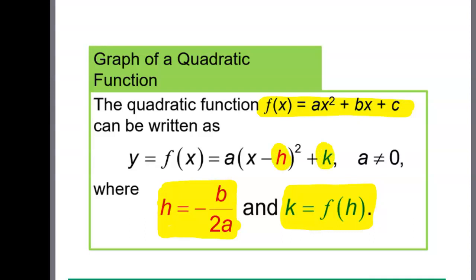Remember, that tells us how much we've shifted to the right or left or up or down. So our new vertex is given by (h, k). And we can plug in these formulas, and we don't have to complete the square in that case.